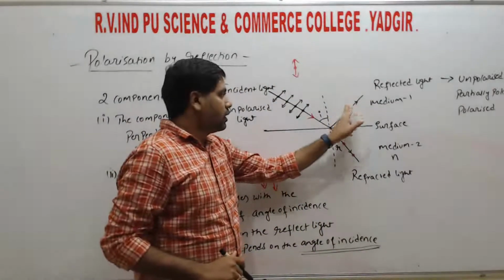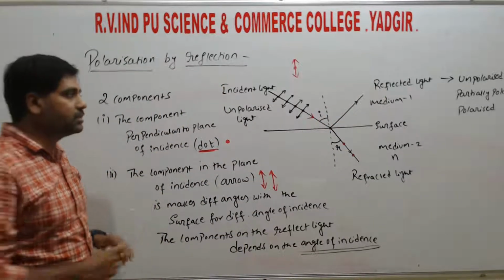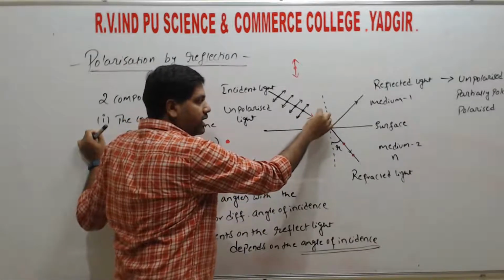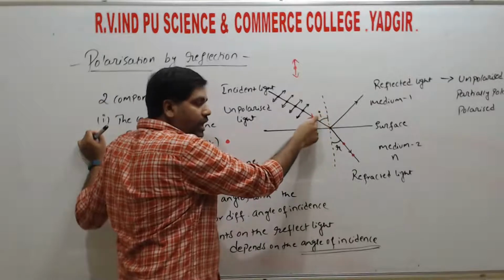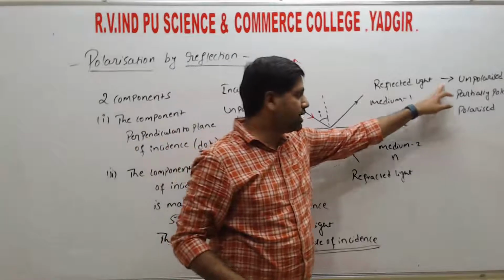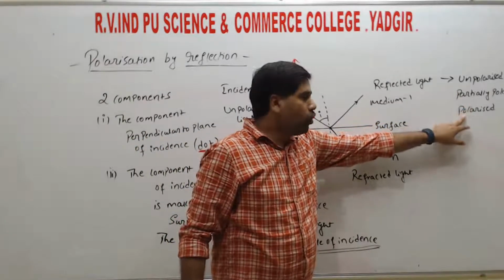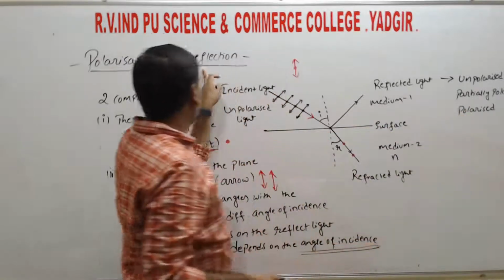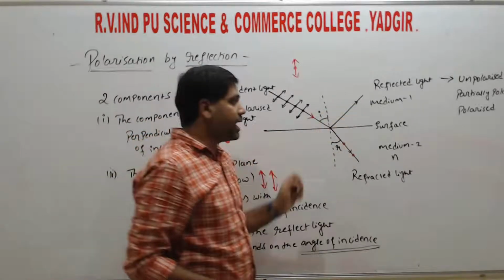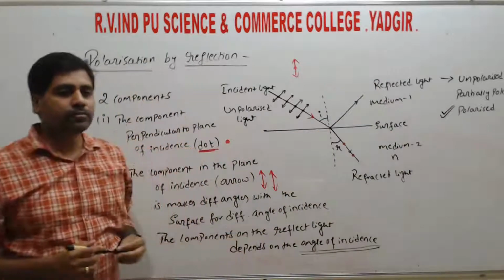So the components in the plane of incidence, the arrow marks, depend on the angle of incidence. For a varying angle of incidence, the reflected light may be unpolarized, partially polarized, or fully polarized. Here we are studying polarization by reflection, hence we need the reflected ray to be fully polarized.